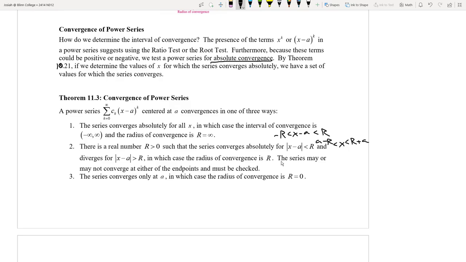We'll have some sort of interval, and we do need to check the endpoints. It says here the series may or may not converge at either of the endpoints and must be checked. So in this case in particular, we will have to check whether we converge or diverge at the endpoints. And lastly, the series converges only at a, because c sub k may not converge at all, in which case the radius of convergence is R equals 0. The only value that will actually work is x equals a, where we get a minus a and the whole thing collapses down to 0.